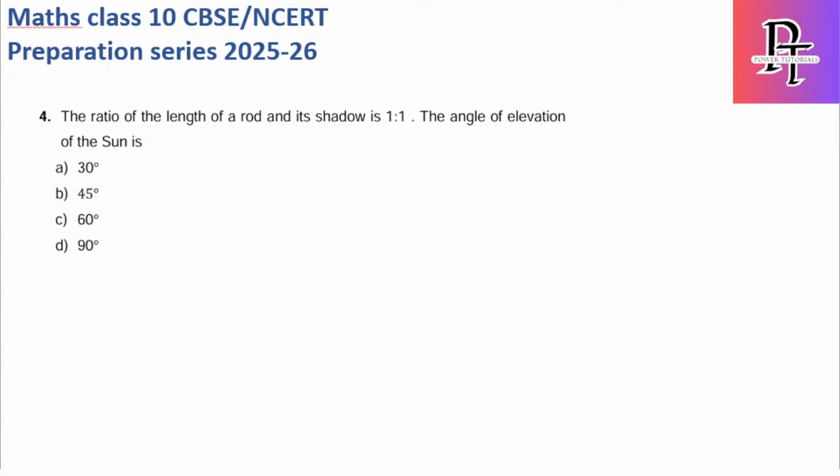So what is the fourth question? Here they're saying the ratio of the length of the rod and its shadow is 1:1, then the angle of elevation of the sun is? So this question is also easy. Here again I will draw the same diagram. Length of rod, this is the hypotenuse kind, and this is the shadow. So they're saying this ratio is 1:1, that is h by d is 1:1.